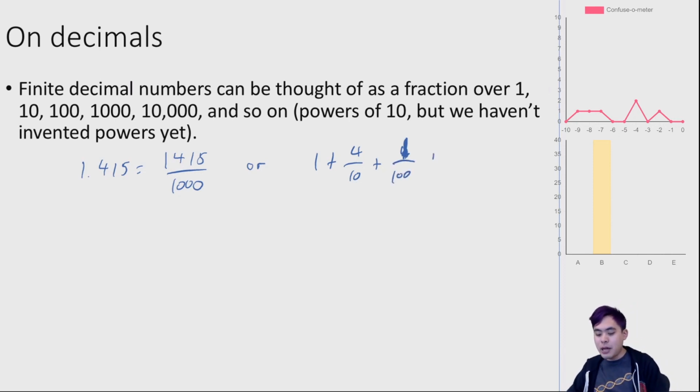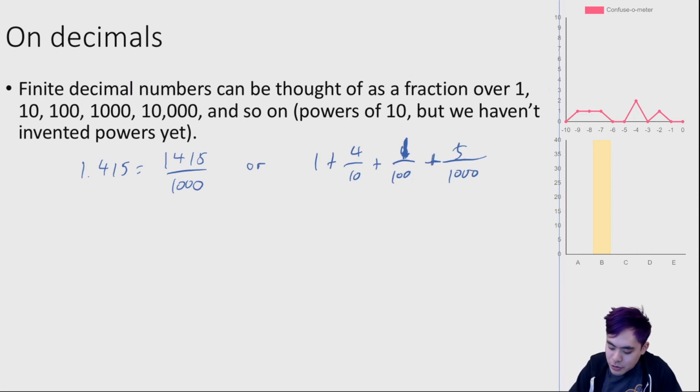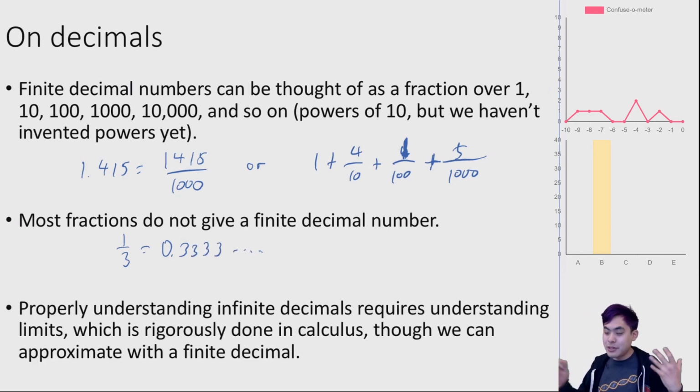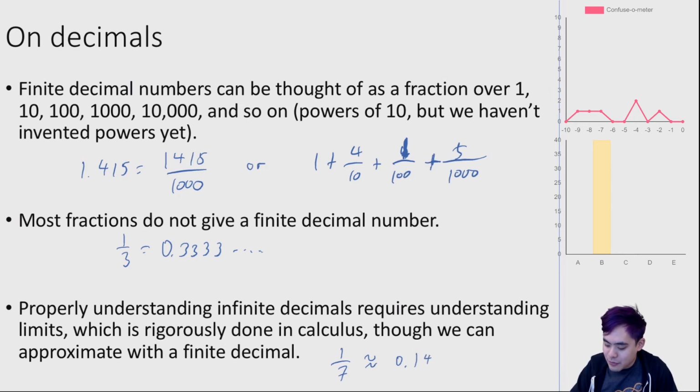But most fractions don't give a finite decimal number. So like 1/3 is equal to 0.3333 repeating, right? And so this is an infinite decimal number. And properly understanding infinite decimals really requires some understanding of limits, which is rigorously done in calculus, though we can sort of approximate it with a finite decimal. So for example, 1/7 is equal to approximately 0.142857. But it's not actually equal to that.